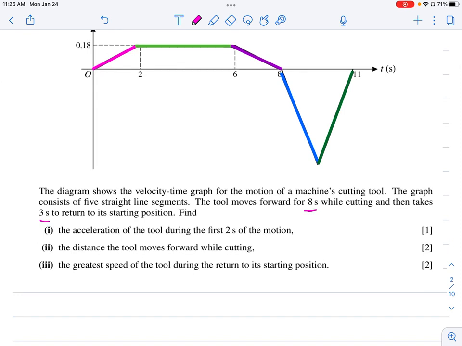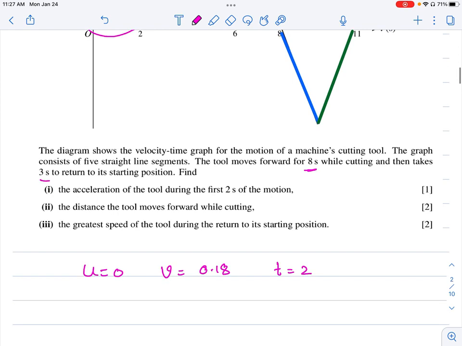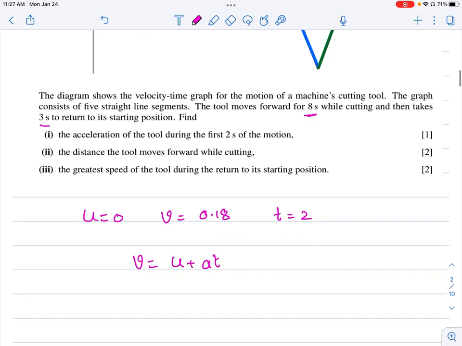Find the acceleration of the tool during the first 2 seconds of the motion. So initial velocity is 0, final velocity is 0.18, and time taken is 2. So v equals u plus at. I use 0.18 is equal to 0 plus 2 times a. So a is equal to 0.09 meters per second squared. That's going to be the answer.